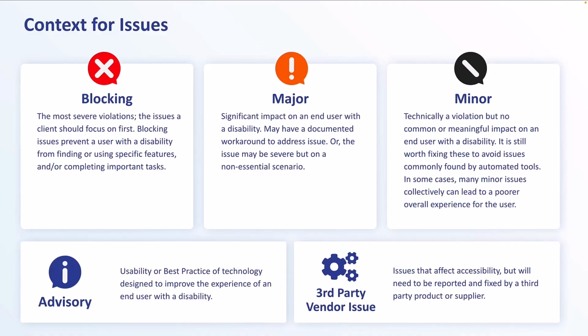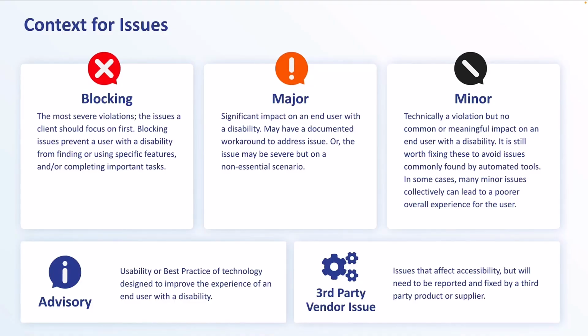Major issues also have a significant impact on users, but they may not be part of the core workflow. Sometimes there may be a documented workaround or an alternate way to complete the task, but the issue still creates barriers. Minor issues are situations where an element technically fails the Web Content Accessibility Guidelines 2.1 Level A or AA standards, but has little or no meaningful impact on the user's ability to complete a task. Even so, these should still be addressed, since they can sometimes affect the overall user experience in negative ways.